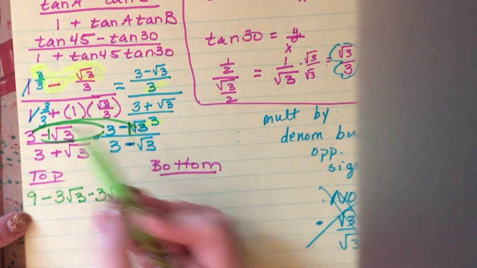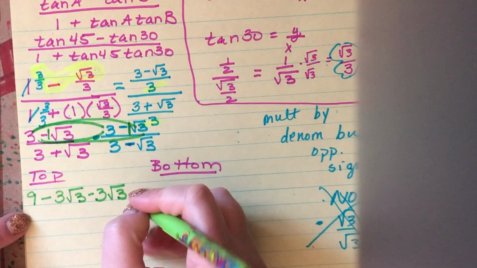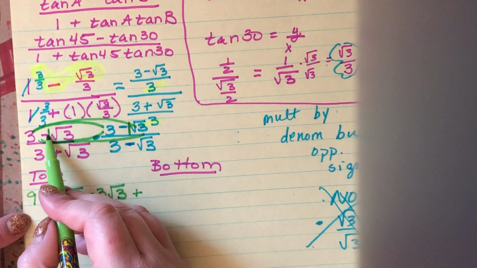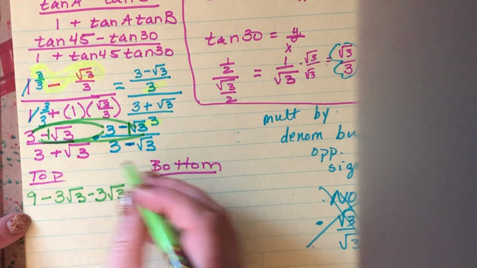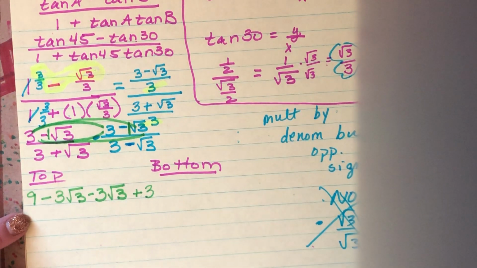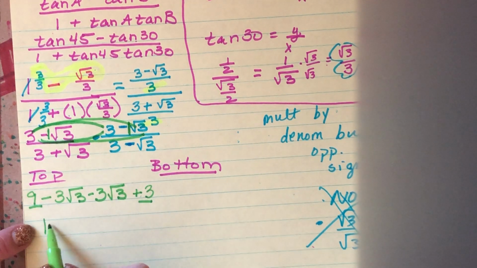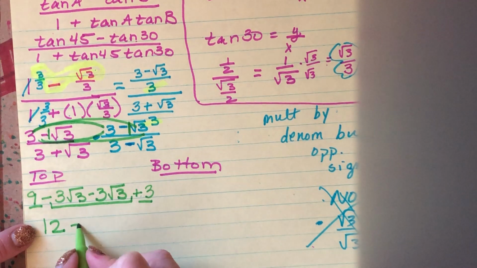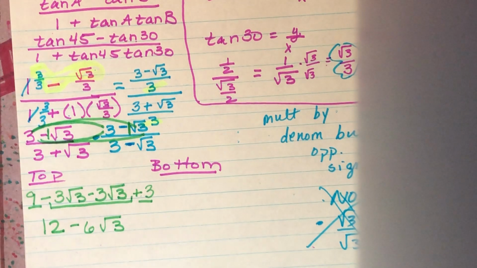And then lastly, negative 1 square root 3 times negative 1 square root 3. That makes plus, let's see, negative 1 times negative 1 is positive 1. House times house is no house, as in just 3. So let's combine like terms. The 9 and the 3 make a 12. These two houses, when I subtract them, make minus 6 square root 3. Let's work on the bottom.